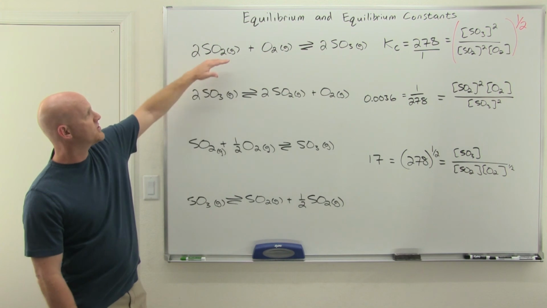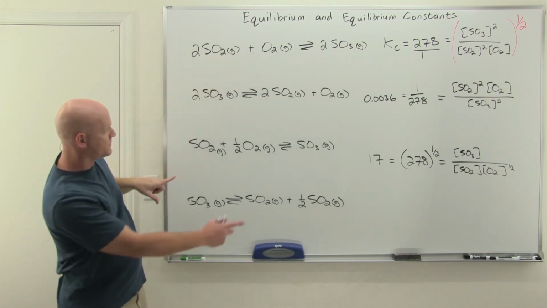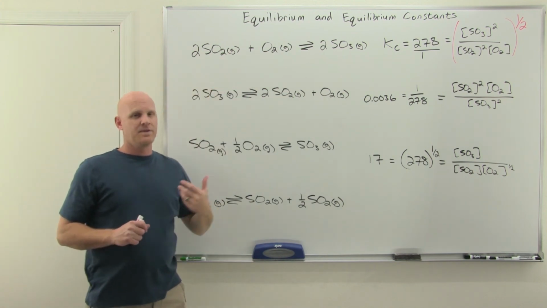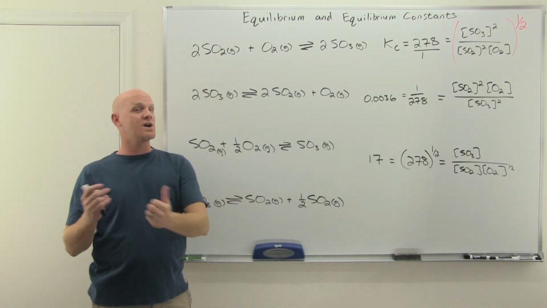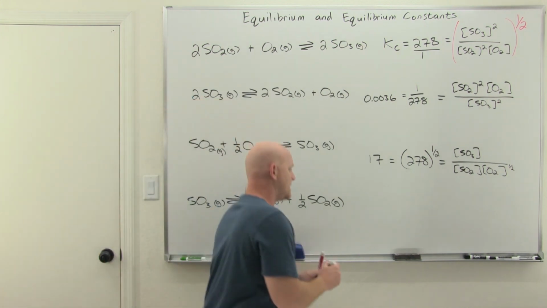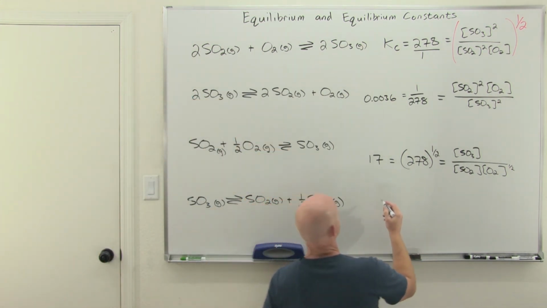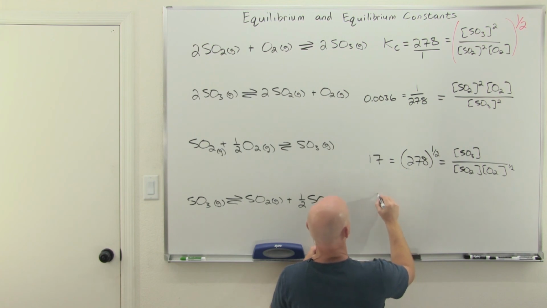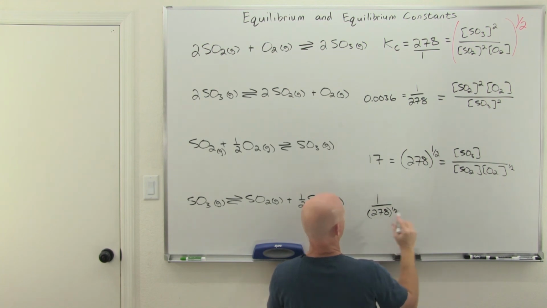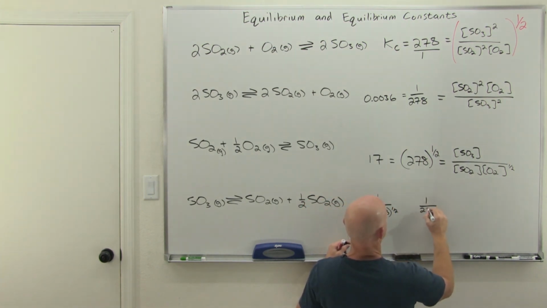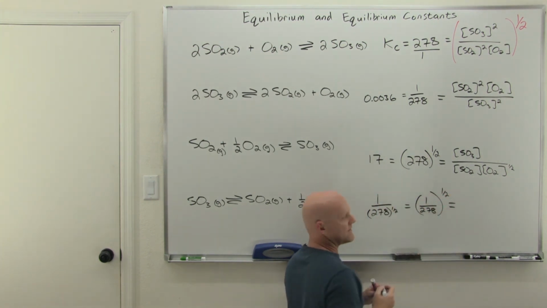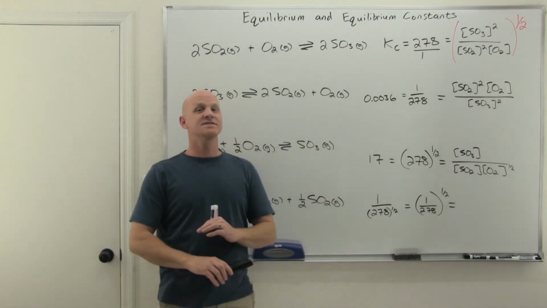How does this compare again to the original reaction? Well, it's reversed and cut in half. And if it's reversed, you've got to do 1 over, the inverse. And if it's cut in half, you have to do the square root, the 1/2 power. Being reversed and cut in half, you have to do both. And it doesn't matter what order you do this in. You can do 1 over 278 to the 1/2 power, or you can do 1 over 278 all to the 1/2 power. That'll actually give you the same thing. So the order of operations here does not matter whatsoever.